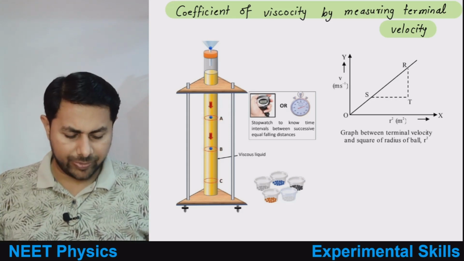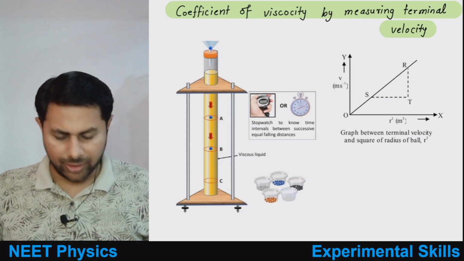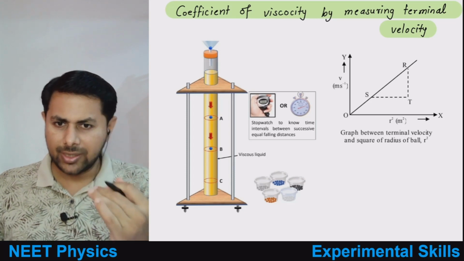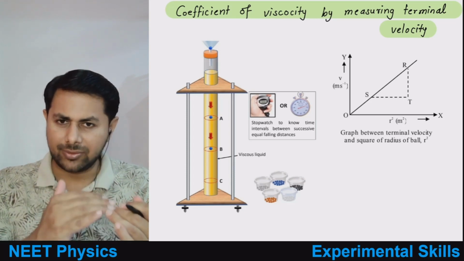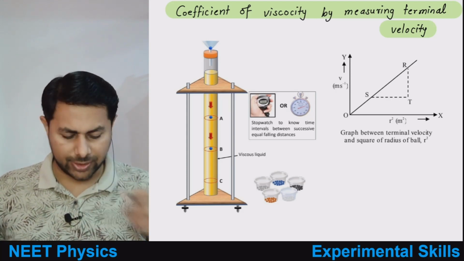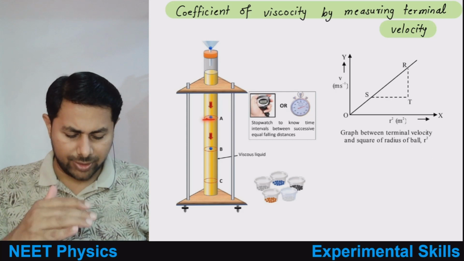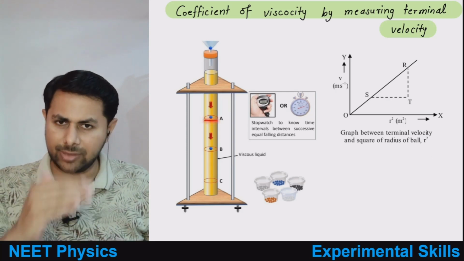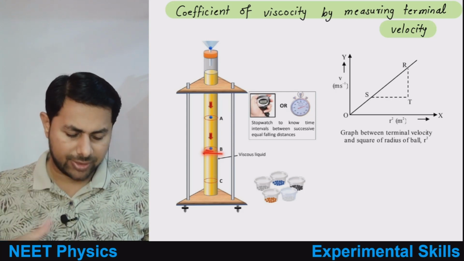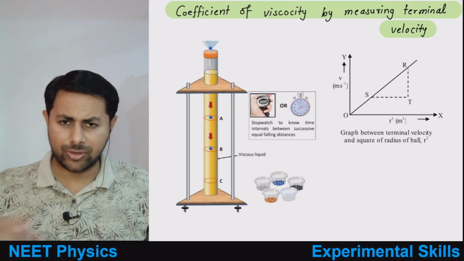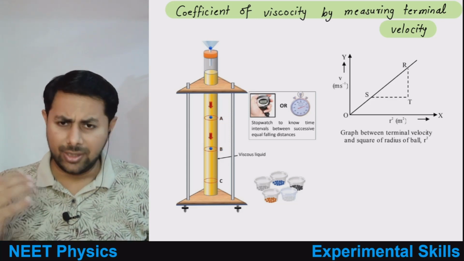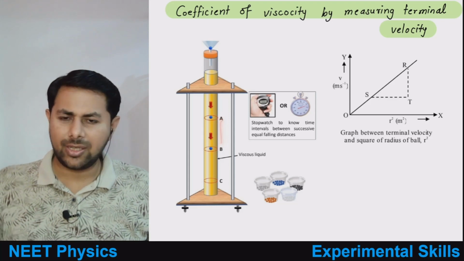And you also have a stopwatch. You drop it from here. For some time its velocity will increase, and then it will settle down to the terminal velocity. So you observe the time at which it passes through this mark, you press the stopwatch, then the time at which it passes through another mark, again you press the stopwatch. So you measure the time difference between these two markings. Using distance divided by time, you can easily find out the velocity.